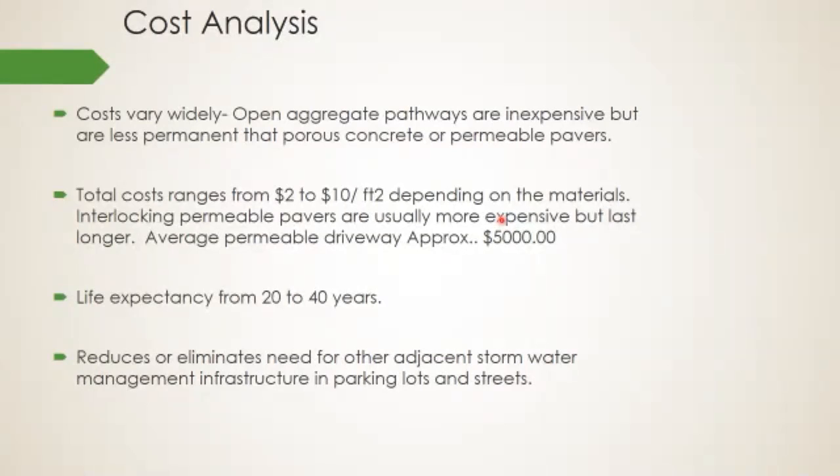But they have life expectancies of 20 to 40 years, so they're pretty cost effective, and over time they can return on investment, and they can reduce or eliminate the need for adjacent stormwater management infrastructures in things like parking lots and streets. So we're not going to need built up water transportation, like built up gutters or swales or things of that nature, because if this is planned correctly and engineered to remove the majority of stormwater, we're not going to need these ancillary stormwater management systems that are meant to shunt water into stormwater sewers and treatment. So that can pay for itself alone. But those are the basic costs, and kind of an overview of permeable pavers.